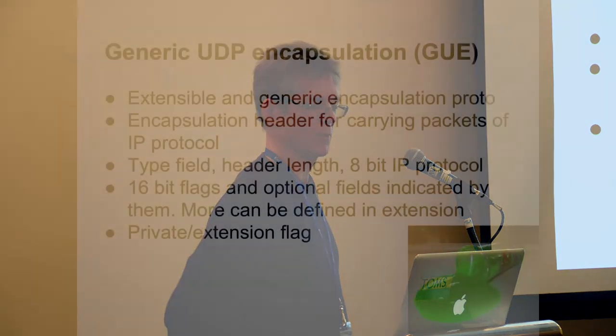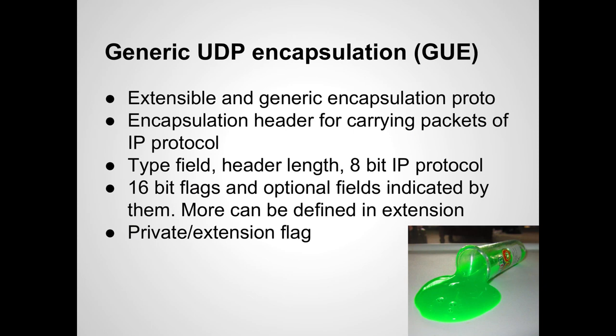So generic UDP encapsulation. This is an extensible and generic encapsulation protocol. The idea here is, again, we have an encapsulation header that contains an IP protocol, so that'll be IPv4, IPv6, any of those. And we have some other nice things in the generic UDP encapsulation header. You have a type field, header length, and as I mentioned, the 8-bit protocol.